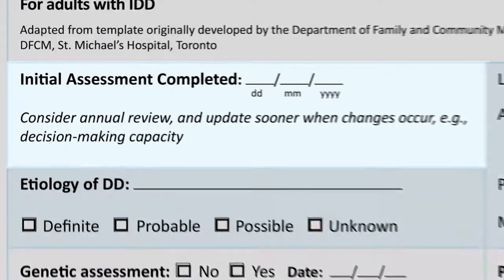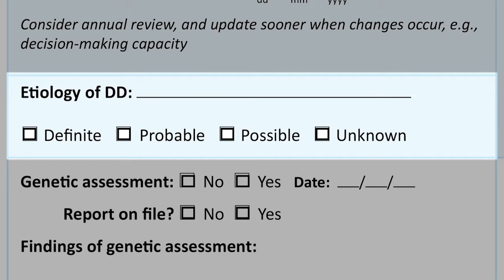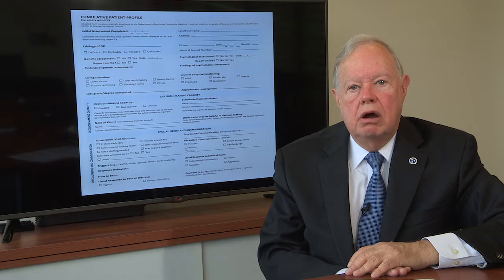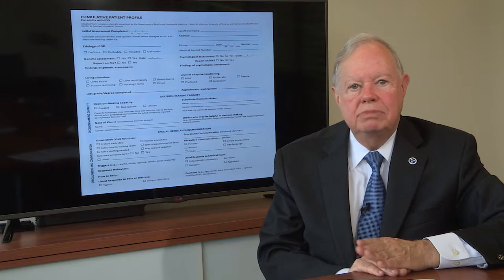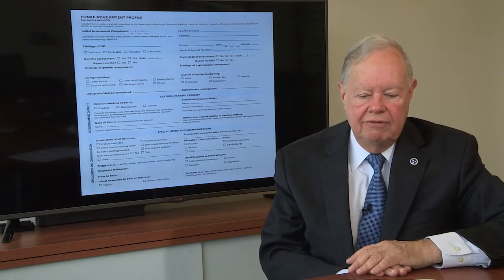So when was the last or the first assessment done? What's the cause of the intellectual disability? Knowing the cause already gives me a shorter list of things that I'm thinking about as potential health issues for that person. And these tools have been designed to try to reflect all possibilities. So as an example, on the etiology, it's definite, probable, possible, and unknown. So often forms are yes or no, and sometimes the answer is, I don't know. I think this, but I don't know. That's helpful to know that level of detail.